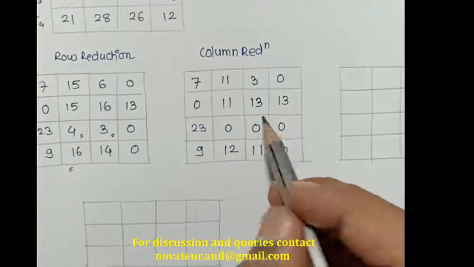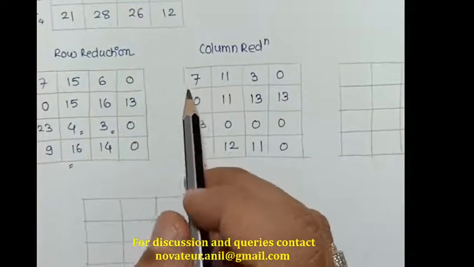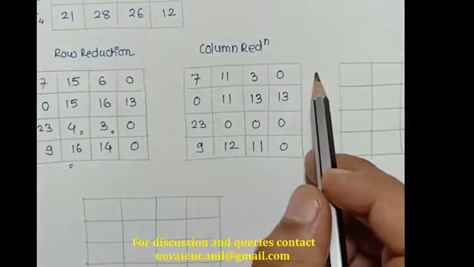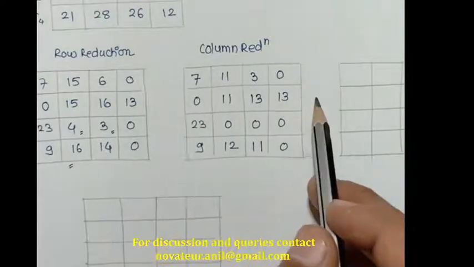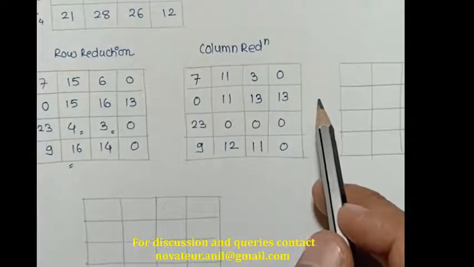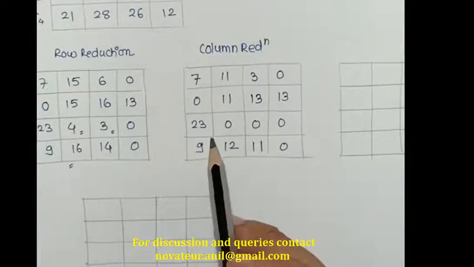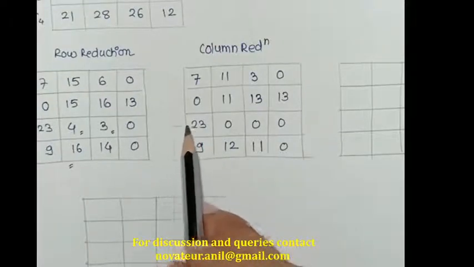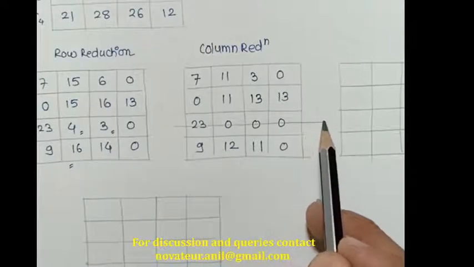maximum zeros. So suppose I go with rows first. If I draw a line here, only one 0 is covered. If I draw a line in row 2, only one 0 is covered. But if I draw a line in row 3, 3 zeros are covered, so I'll draw a line here.